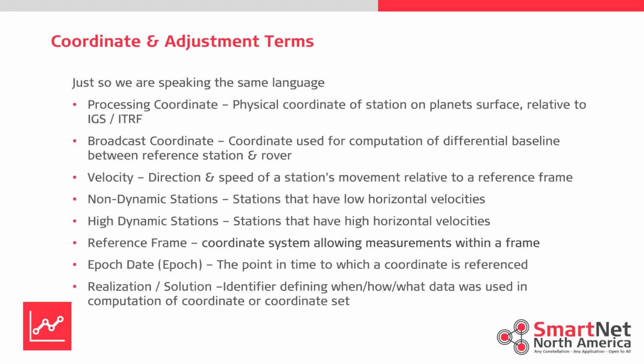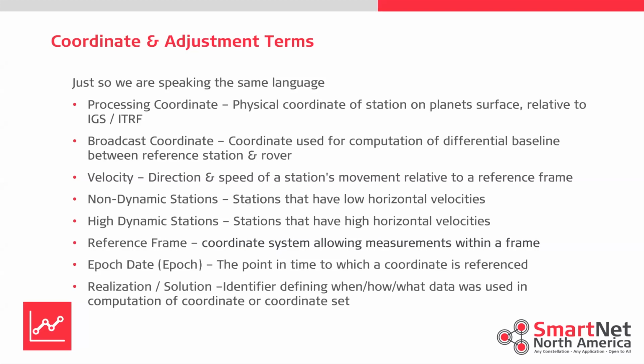So this is what your differential baseline is corrected off of from base to rover. Velocity, you'll hear me refer to this in a number of places today. This is the direction and speed of a station's movement relative to a reference frame. So you can have different velocities relative to a different reference frame, but when we talk about velocities, we're specifically talking about velocities in our physical space, in our physical coordinate space, and how it relates to our processing coordinates.